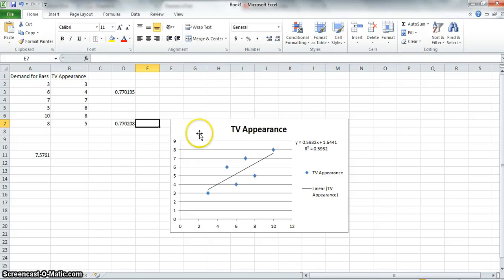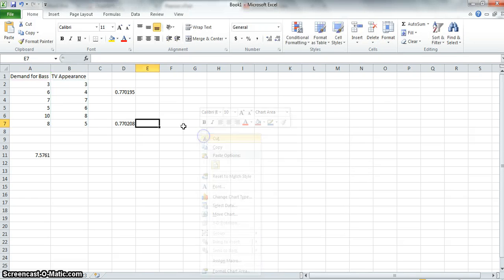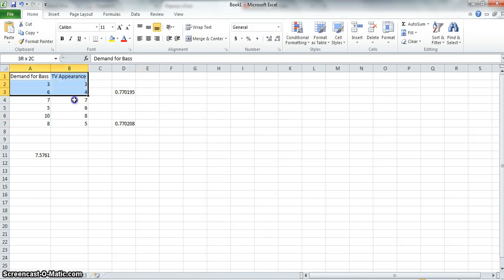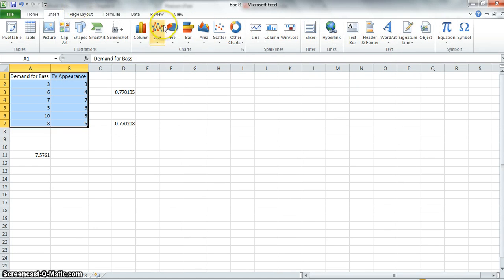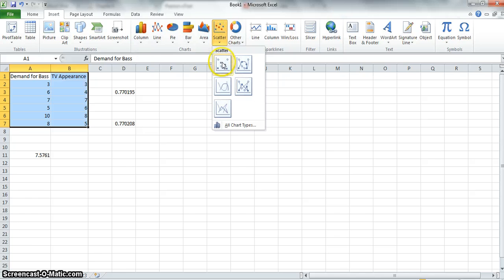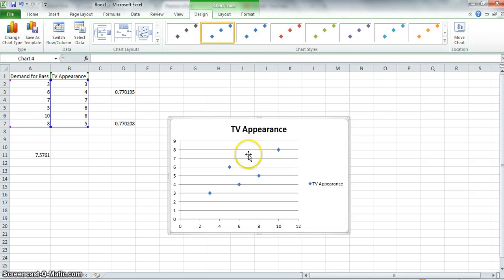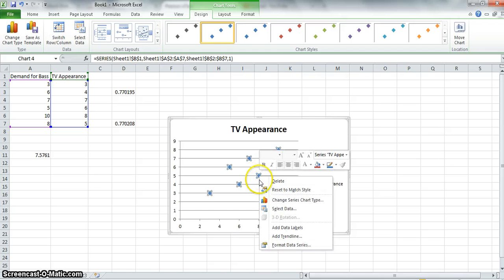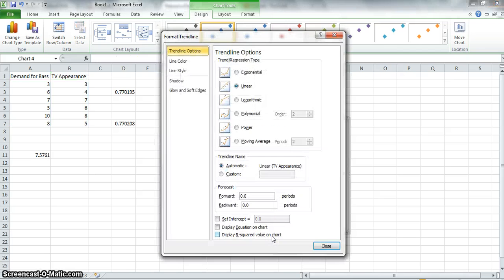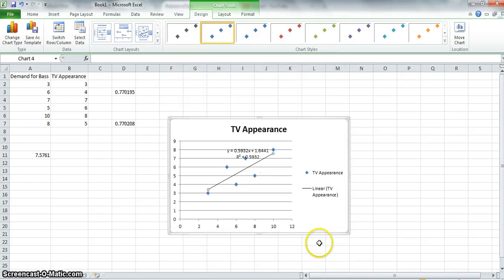So again, you would do all that by highlighting your data and then insert a scatter plot. Once you get the plot up, just go to any of the points and do a right click, add trend line. It's already set up for linear. Do display equation on chart and display r squared value. And it'll give you that information that you need.